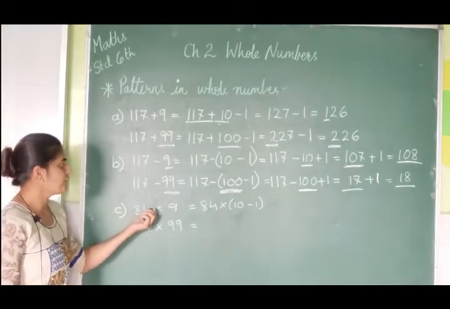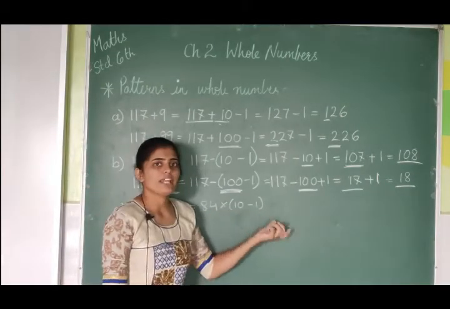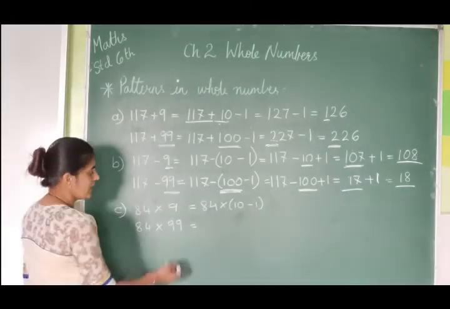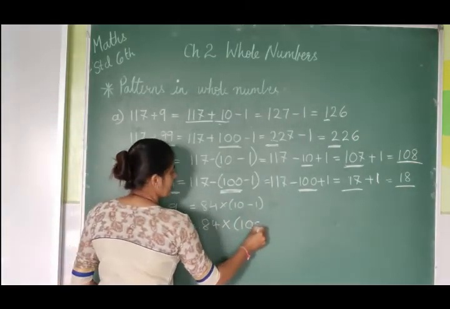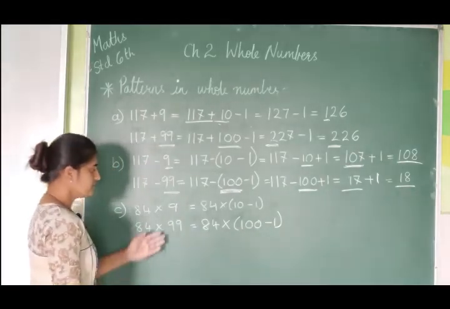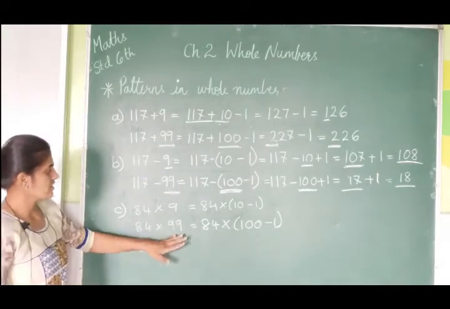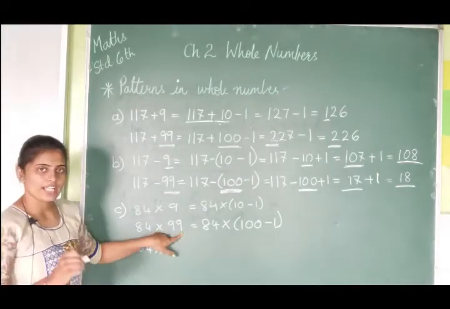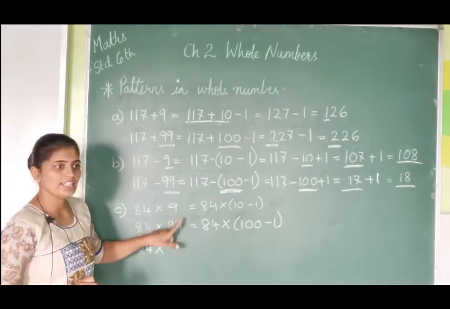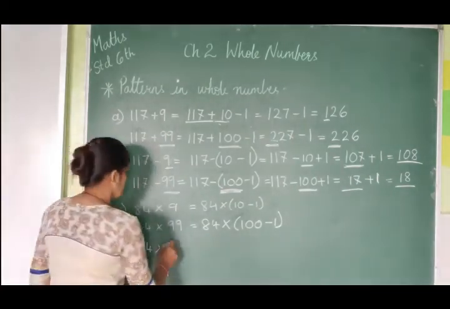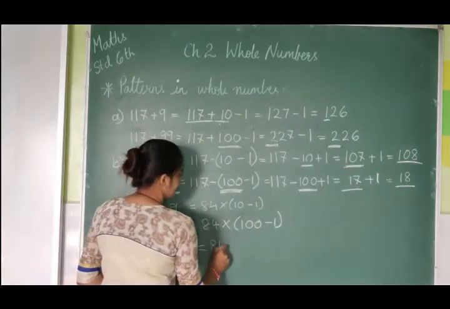Now next is 84 multiplied by 9. So here it will be equal to 84 multiplied by 10 minus 1. So for 99 how can we write? 84 multiplied by, here it was 10, so here it will be 100 minus 1. Next step, 84 as it is we have to copy down. Now what change is made over here? One more 9 is attached with the 9. So how many 9s will be there? Here was 1 9, here 2 9s, now here 3 times we have to write 9. 84 as it is.